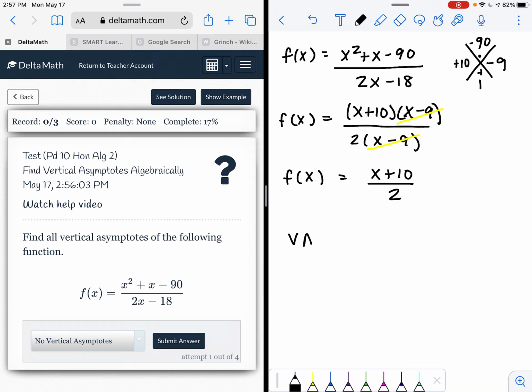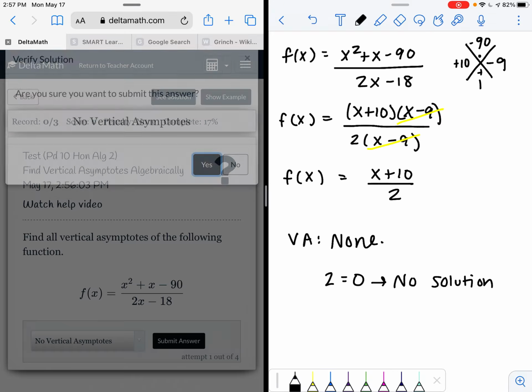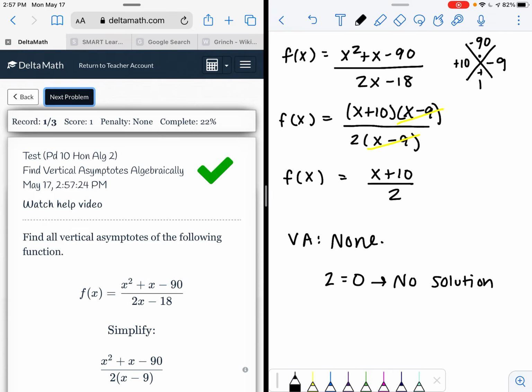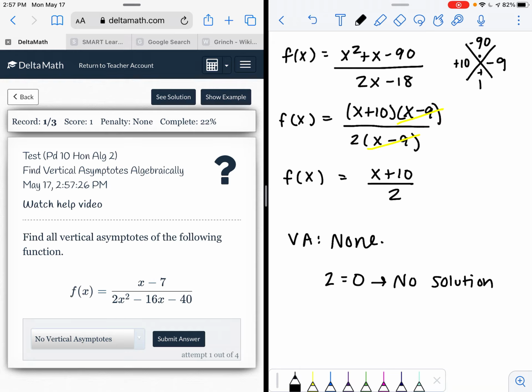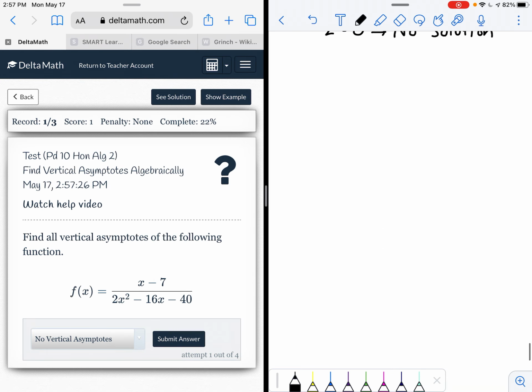And now to find my vertical asymptotes, I usually set the bottom equal to 0. So for my VAs, I would say, okay, 2 equals 0. But there's no solution there. That's never a true fact. So there are none here. So it's going to be no vertical asymptotes for me, and I'm going to go ahead and hit yes. And there we go.